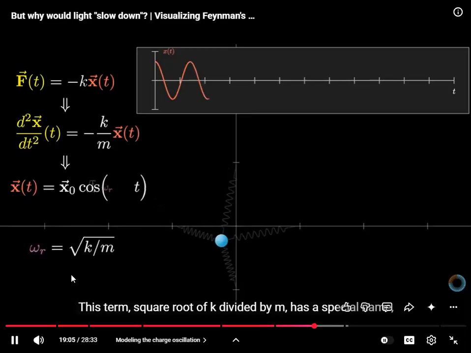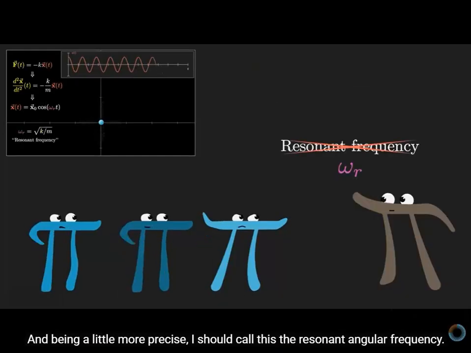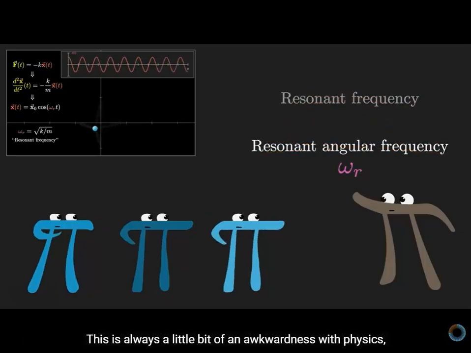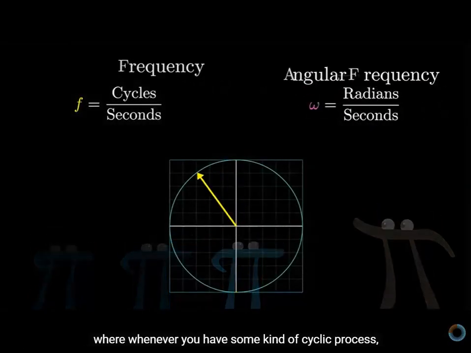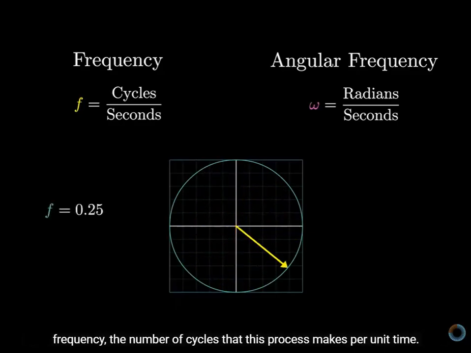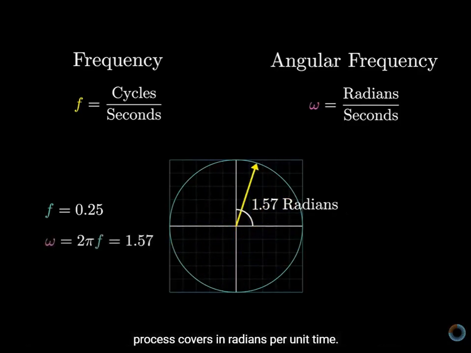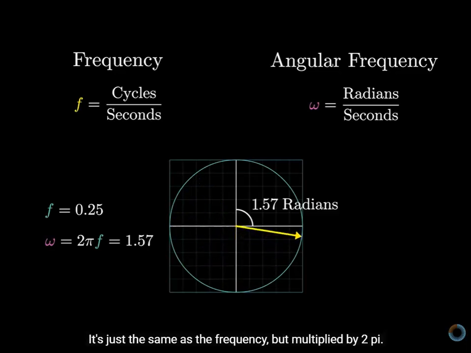This term, square root of k divided by m, has a special name. It's called the resonant frequency for our simple harmonic oscillator. And being a little more precise, I should call this the resonant angular frequency. This is always a little bit of an awkwardness with physics, where whenever you have some kind of cyclic process, when you give an intuitive description, it's natural to phrase things in terms of the frequency, the number of cycles that this process makes per unit time. But when doing math, it's often more natural to talk about the angular frequency, which you could think of as describing how much angle this process covers in radians per unit time. It's just the same as the frequency, but multiplied by 2 pi.